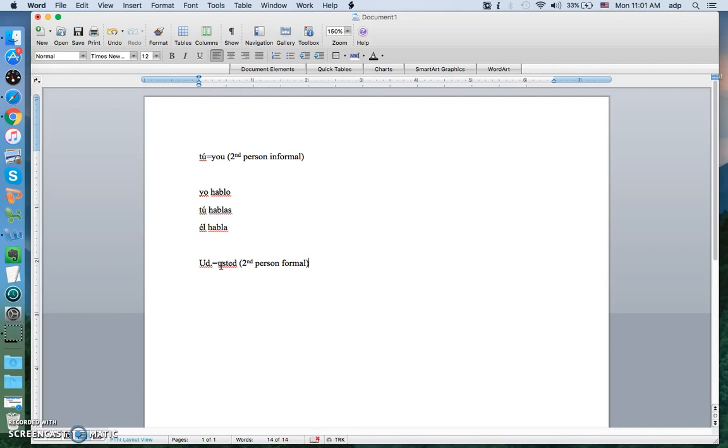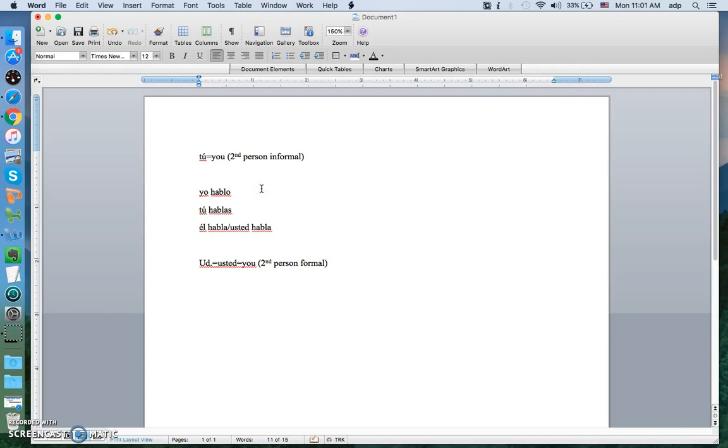So the issue here is that usted means you in English, but it's also conjugated like a third person verb. So él habla, usted habla. He speaks, you speak. So that could create some difficulties, perhaps.